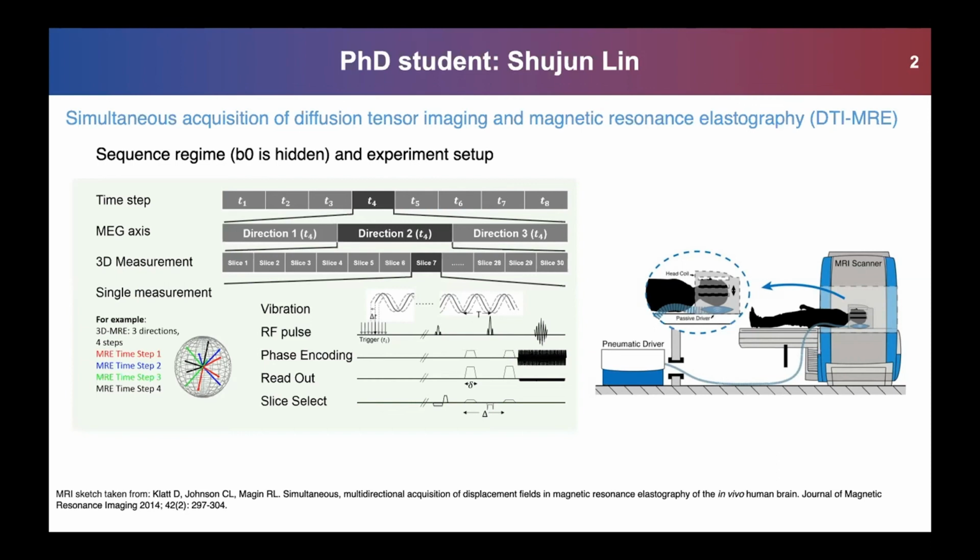Next, the DTI MRE sequence is implemented on a human clinical 3T scanner at our collaboration site at Urbana-Champaign. On the right-hand side, the image shows the experiment setup. The volunteer lies down on the bench. The brain is located at the center of the magnet. At the back of the brain, there is a pillow. The changing pressure in the pillow generates a nodding motion of the brain.